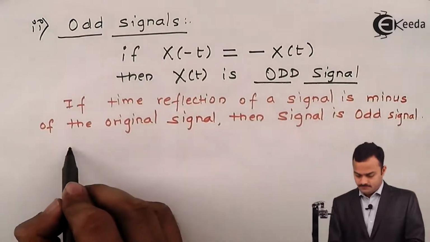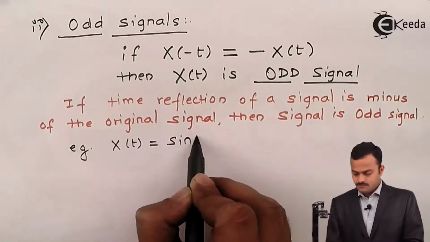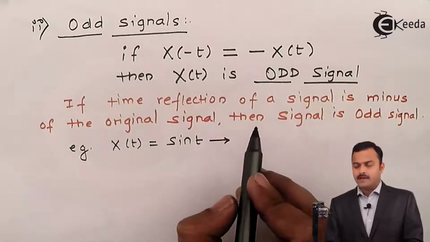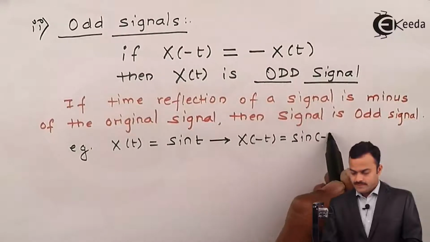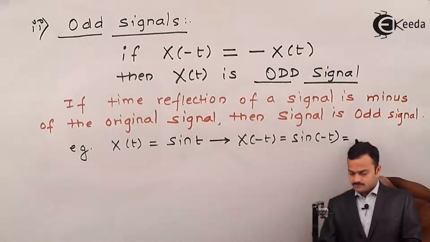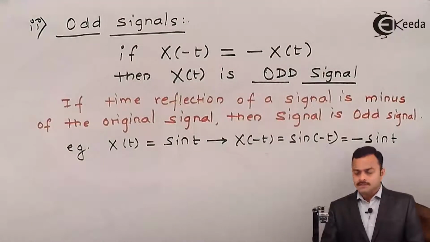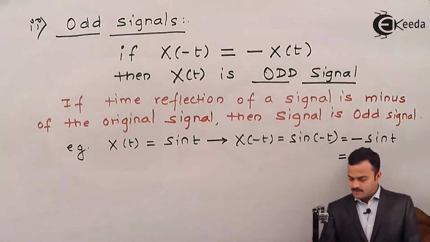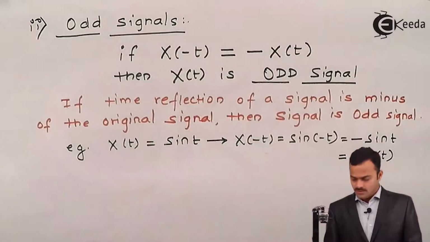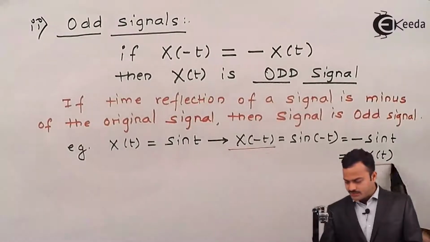Simple examples are x of t is sin t. So if I replace t by minus t, I will get sin of minus t, which is nothing but minus sin t. Now this minus sin t can be written as minus of x of t, because sin t is x of t. So what we got over here, x of minus t is minus x of t.